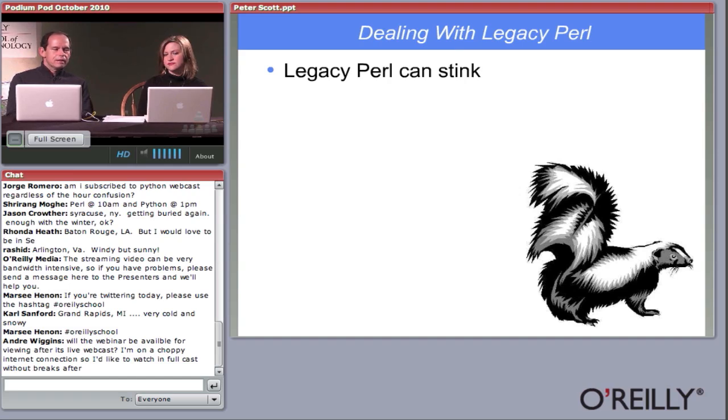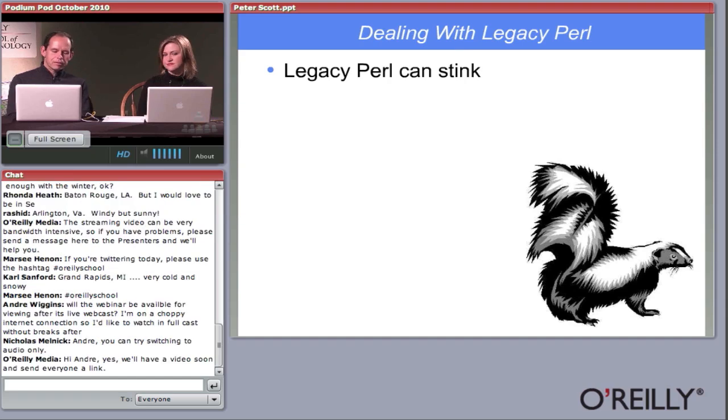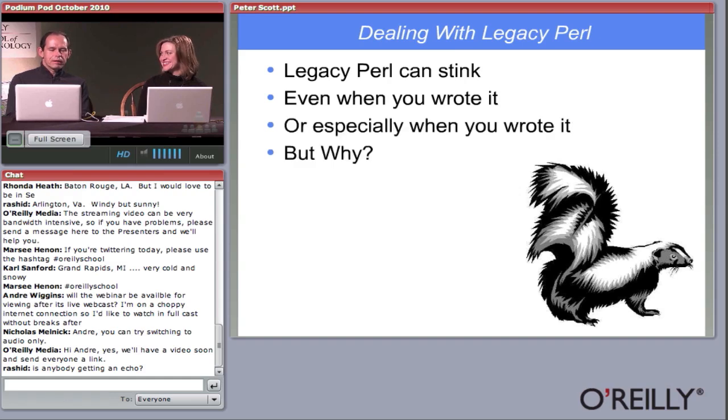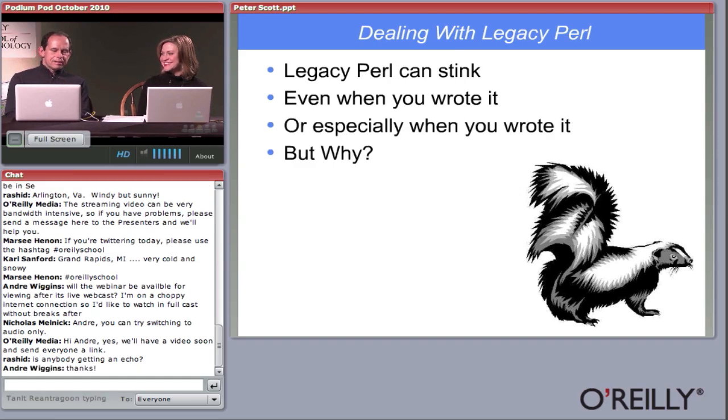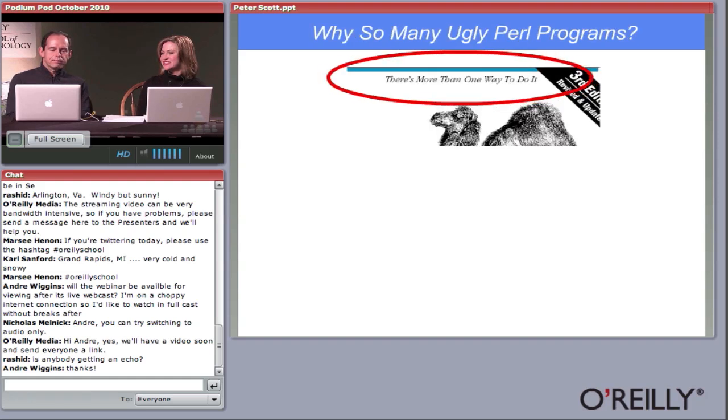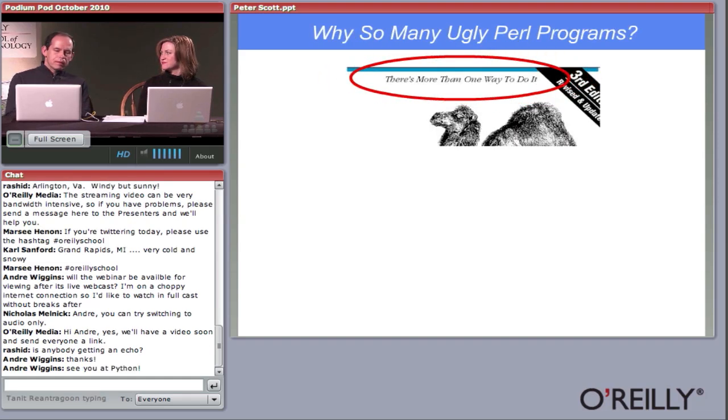That we find that legacy Perl can stink. Code that you've gotten from someone else, or even code that you wrote yourself, but some years ago when you were less wise or didn't remember what was going on. I know how that goes. And it may even be bad when you're the author. But why should that be? What's the reason for that?